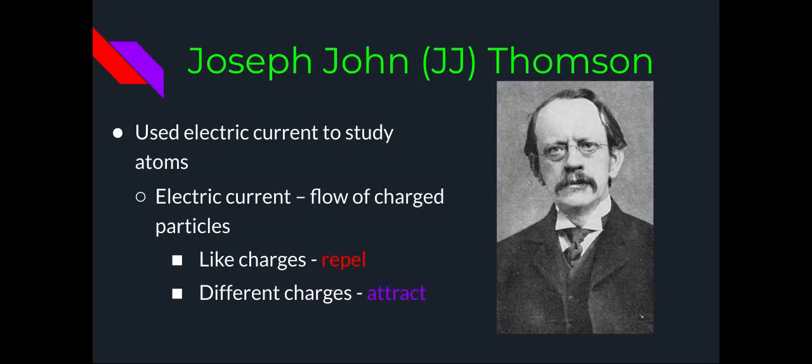Now, the next scientist I want to talk about is Joseph John Thomson, who's commonly called J.J. Thomson. He used electric current to study atoms. Electric current is the flow of charged particles. Like charges repel and different charges attract. So 2 positives are not going to attract each other, they're going to repel each other. But a positive and a negative are going to attract. It's the same way that magnets work.